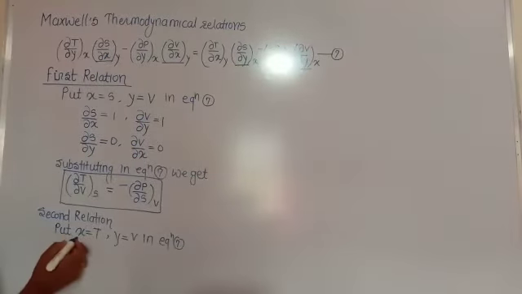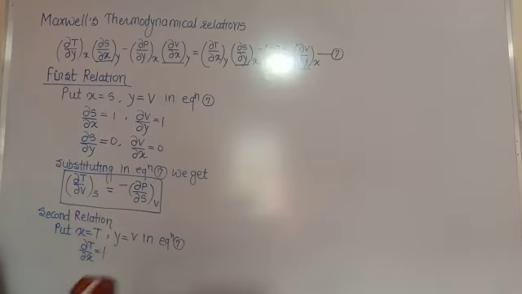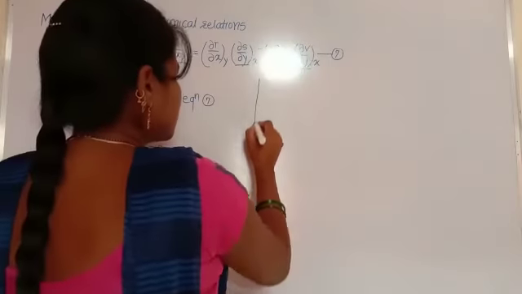Then next, X is equal to T, therefore del T by del X is equal to 1, and del V by del Y is equal to 1, and again del T by del Y is equal to 0 and del V by del X is also 0. So substitute these values in equation 7.